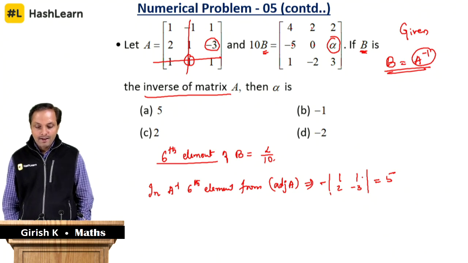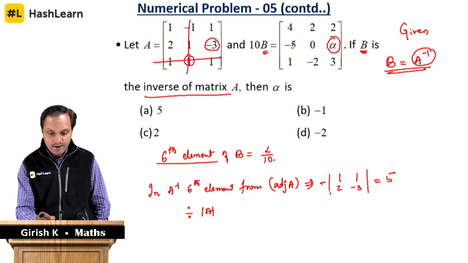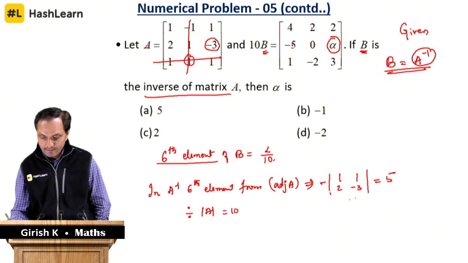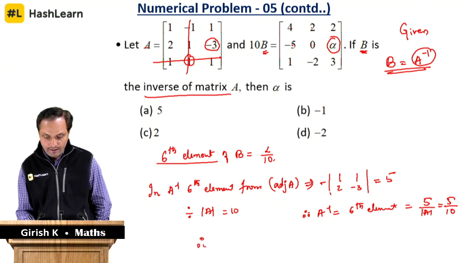Divide this by the determinant of A. You know that the determinant of A is equal to 10. So once you divide, the sixth element is 5 divided by determinant of A, that is 5 by 10. You need to equate the sixth element.